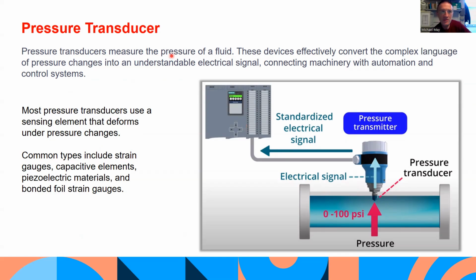So pressure transducers measure the pressure of a fluid. These devices effectively convert the complex language of pressure changes into an understandable electrical signal, connecting the machinery with automation and control systems. Most pressure transducers use sensing elements that deform under pressure changes. Common types include strain gauges, capacitive elements, piezoelectric materials, and bonded foil strain gauges.